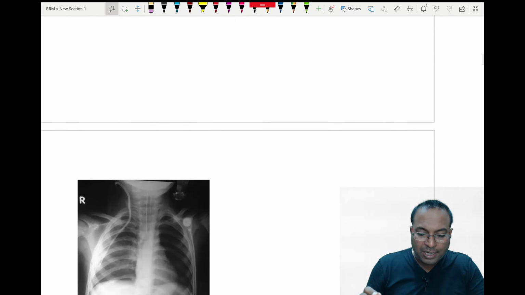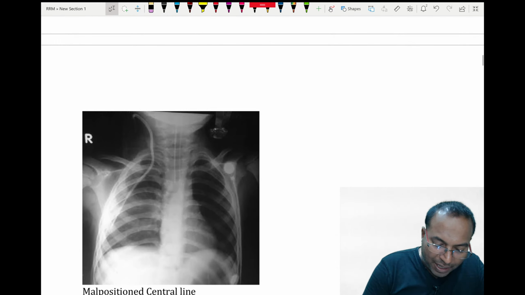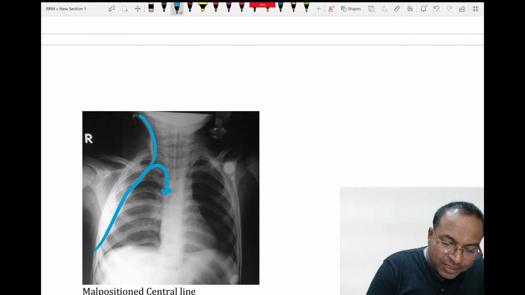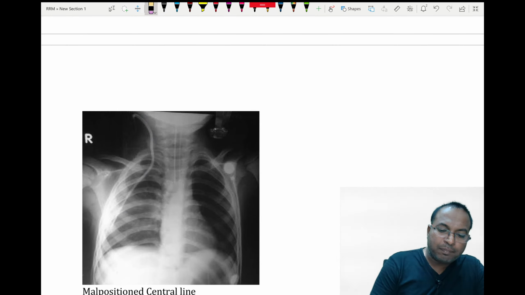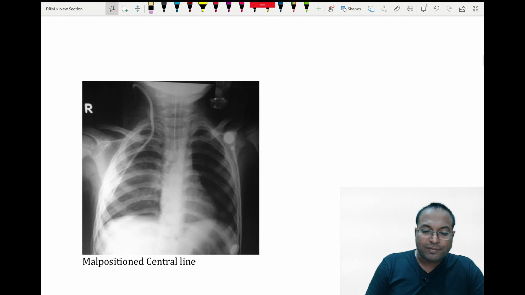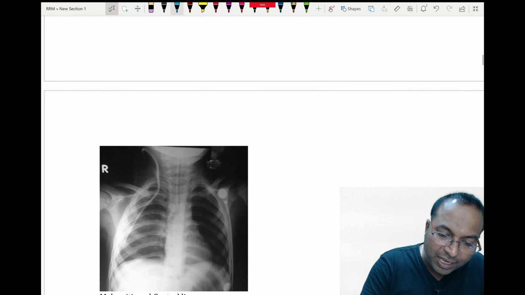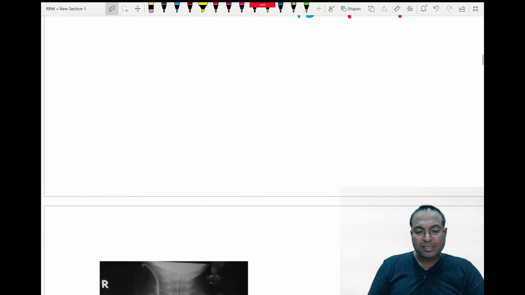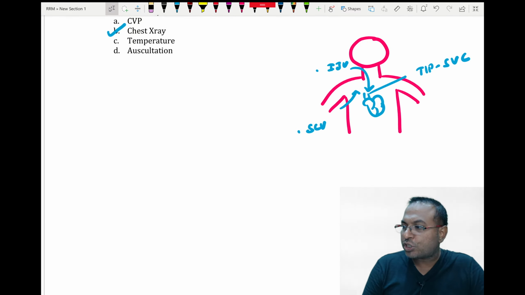See, this is a wrongly placed catheter. Can you see? The subclavian catheter is inserted. Instead of going like this, it has gone inside like this. So it is a wrongly placed catheter. The malposition of a central line can be detected with the help of X-ray. So X-ray is the best answer for finding out the position of catheter.